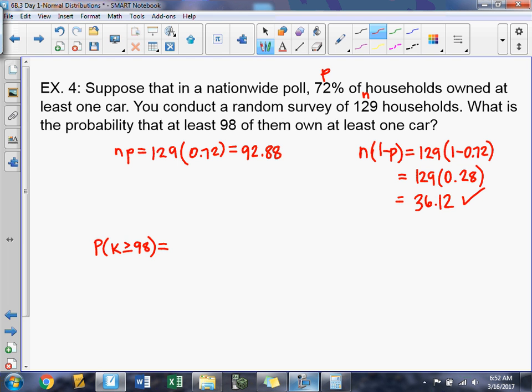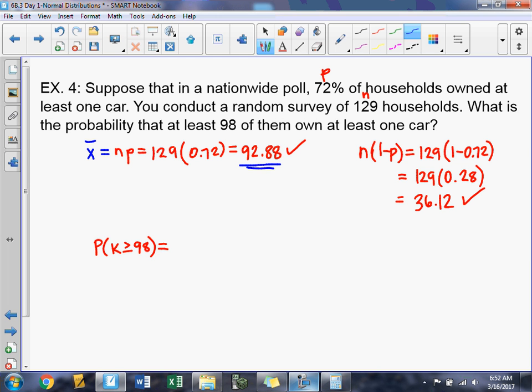So since this number is greater than or equal to 5, and this number is greater than or equal to 5, so probability of success times number of trials, probability of failure times number of trials. That's just making sure we have enough trials here. Then we can approximate it using a normal distribution. So what we have to do is we have to find the mean, and we have to find the standard deviation. So the mean is actually, if you look back at those formulas, 92.88.